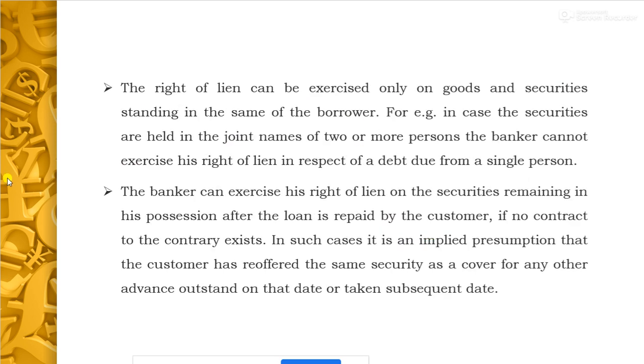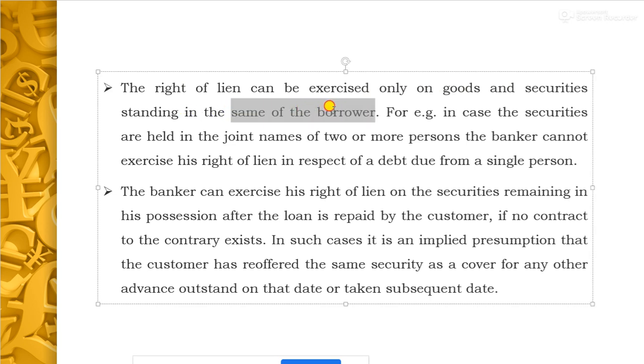Now, next, the right of lien can be exercised only on goods and securities standing in the name of the borrower. Okay. So, the right of lien can be exercised only on goods and securities standing in the name of the borrower. For example, in case the securities are held in joint names of two or more persons, then the banker cannot exercise his right of lien in respect of a debt due from a single person. So, the next feature is the right of lien can be exercised only on goods and securities standing in the name of the borrower.